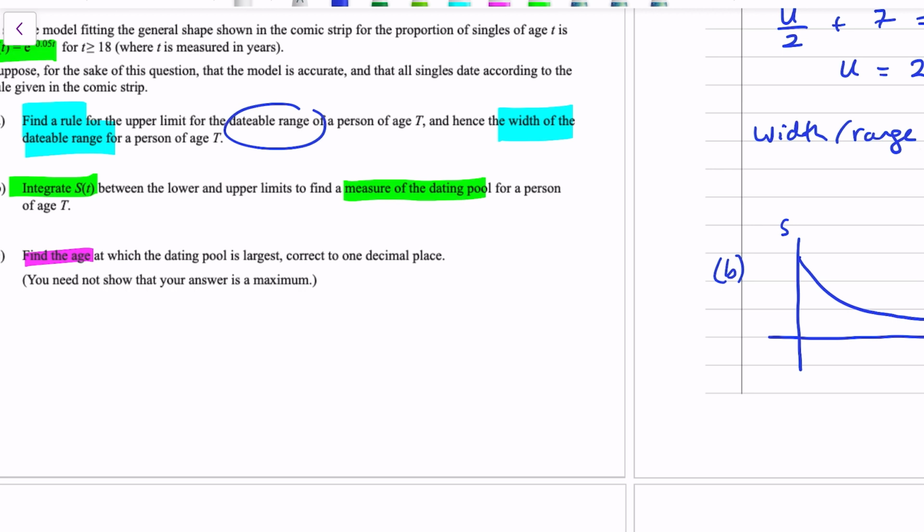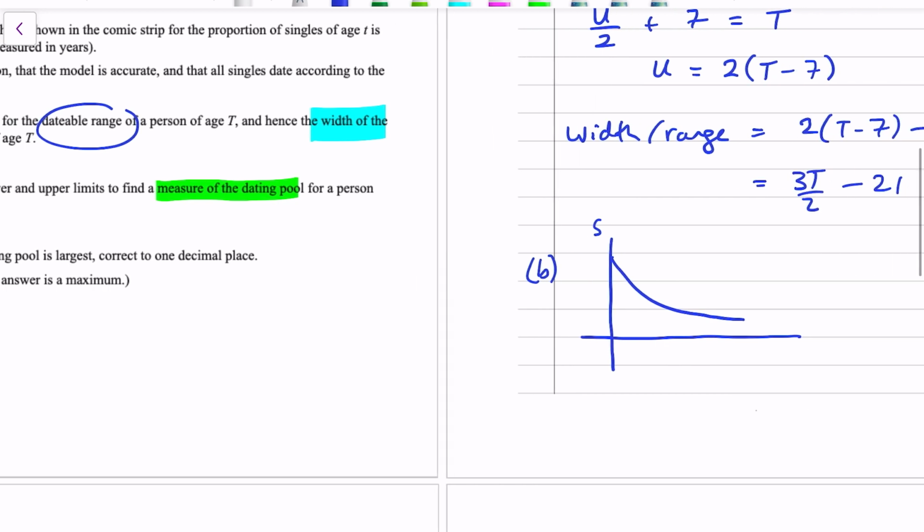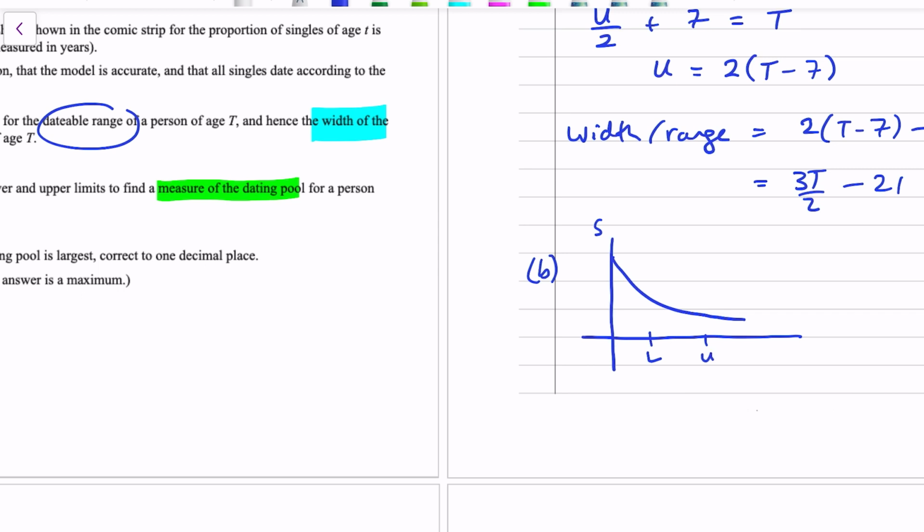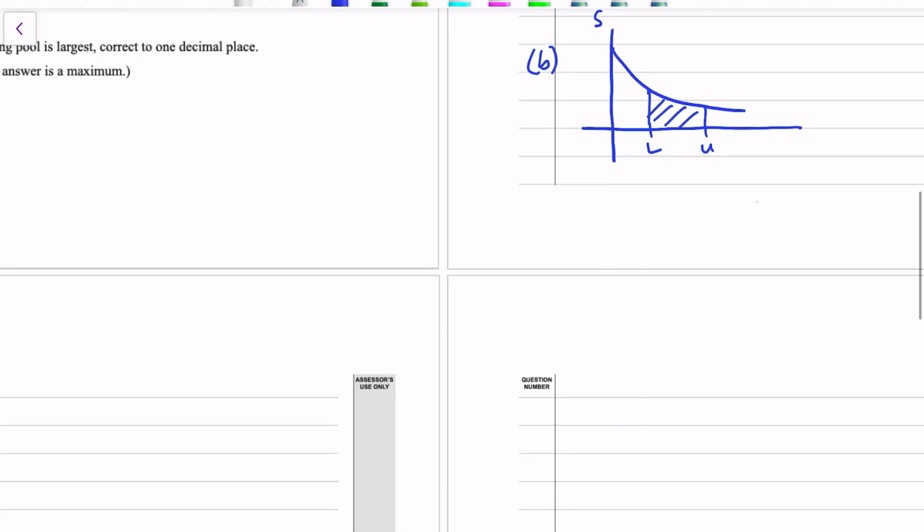After all, it's in an exam written by NZQA, and we've got this lower limit and an upper limit, and that range increases over time, and we're trying to find the area here, which is a measure of how many singles are on offer to a person of age t. That's going to increase over time to a point, and then it's going to drop off. The range keeps increasing, but the proportion of singles drops, so the dating pool will eventually start decreasing again as there are not many people on offer anymore.